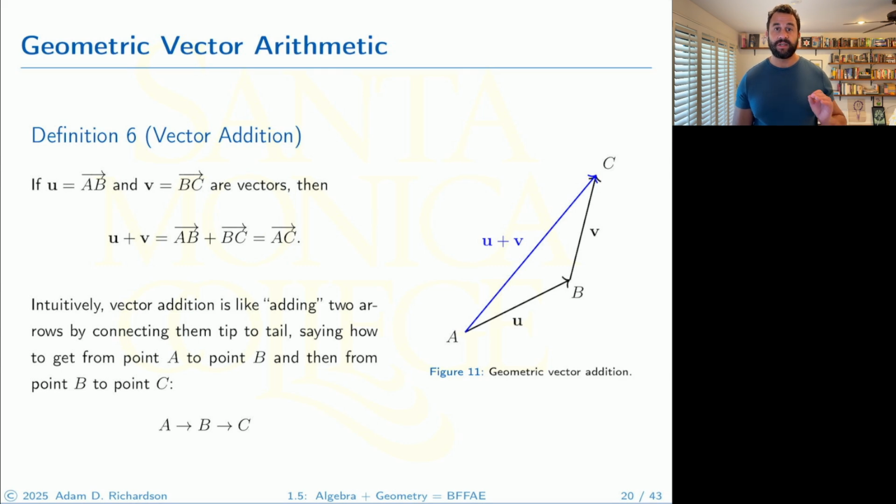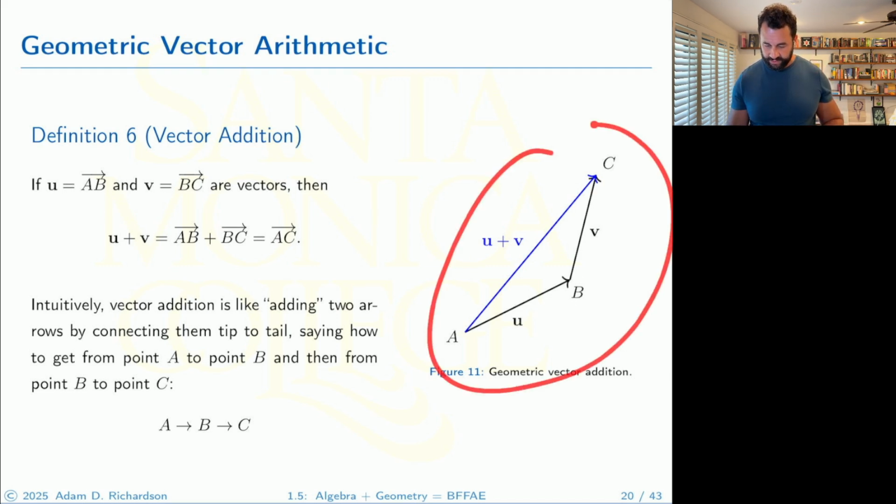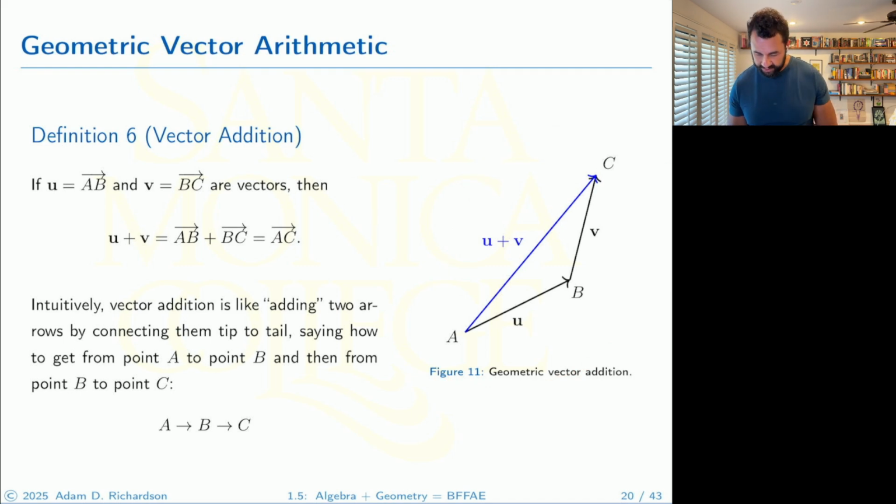So intuitively, when you're adding two vectors, what you're doing is you're connecting the vectors from tip to tail, and then you're going to draw the line or the vector that connects the initial point at the very beginning to the terminal point at the very end, just like what's pictured here. So here's the vector u, here's the vector v, and the vector u plus v is this one, just like that. And that's it.